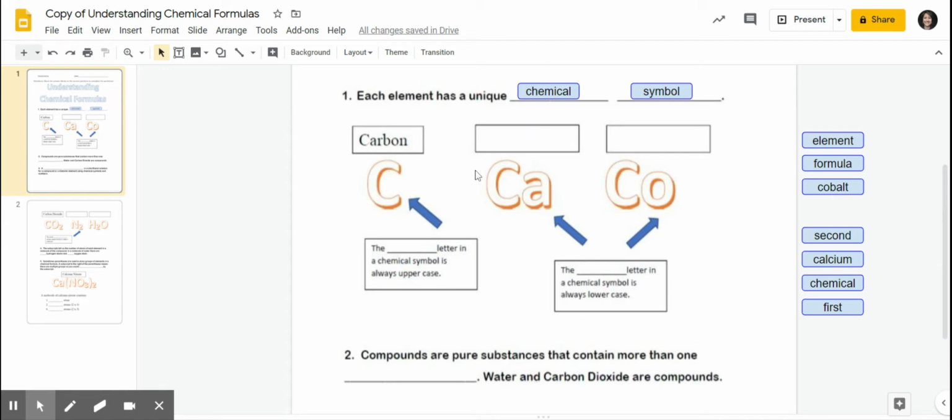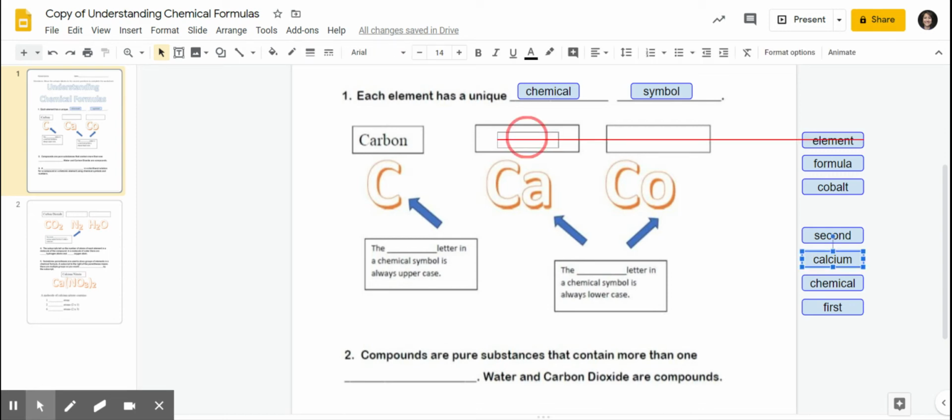This one's labeled carbon. Can you label this one? What's Ca? Calcium. And what's Co? That would be cobalt.